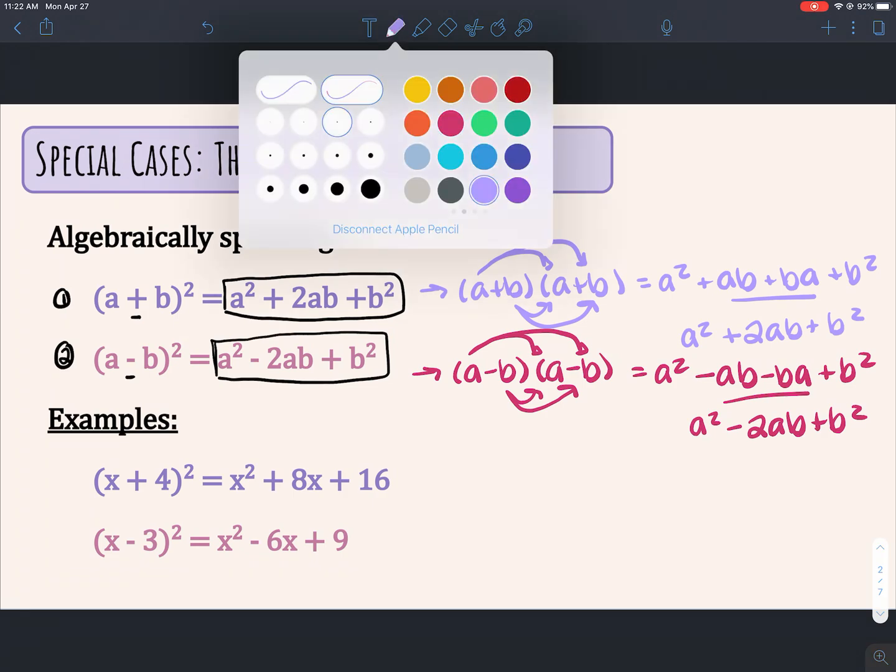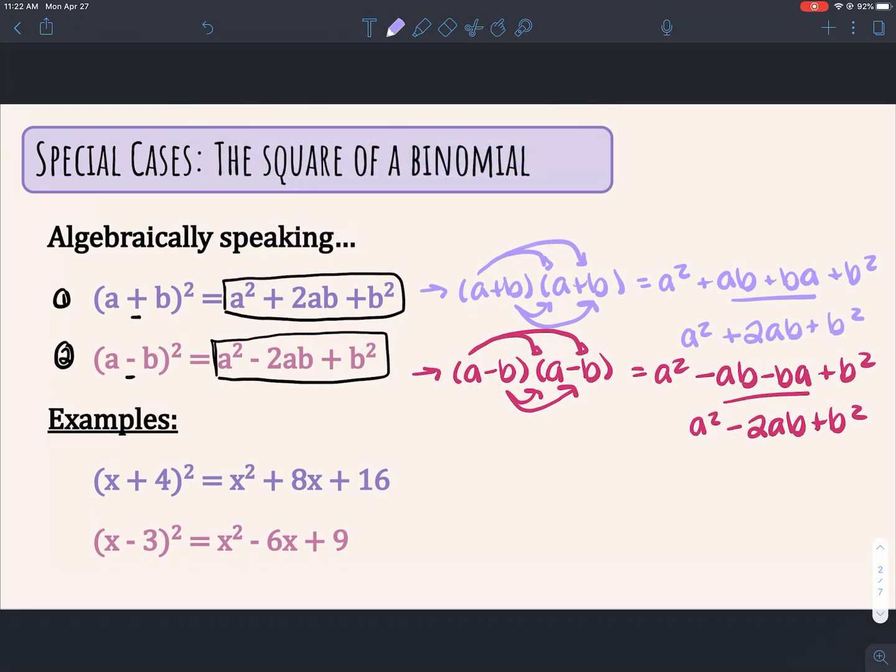Just to show you, I am going to actually FOIL out the 2 examples on the bottom as well. So that would be x plus 4 times x plus 4. X times x is x squared. X times 4 is 4x. 4 times x is 4x. 4 times 4 is 16. And 4x plus 4x is equal to our 8x.